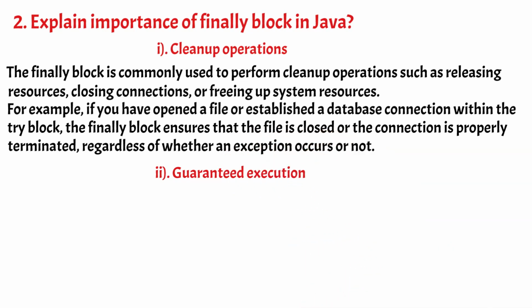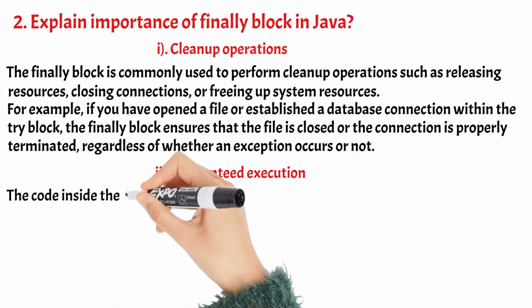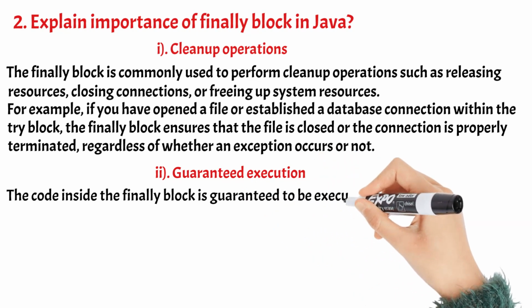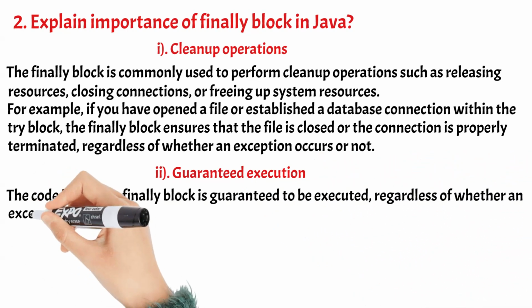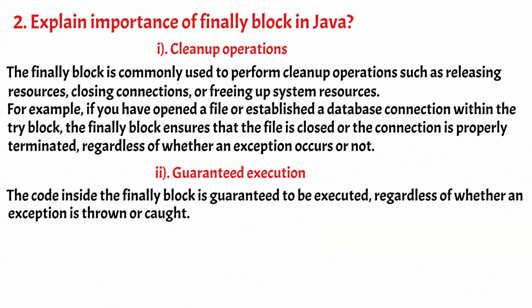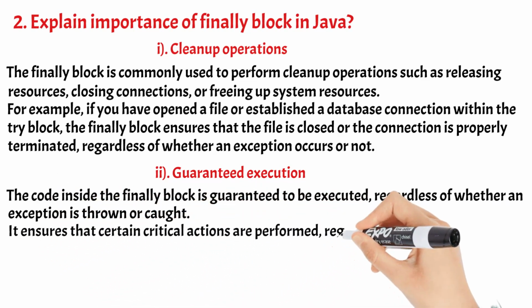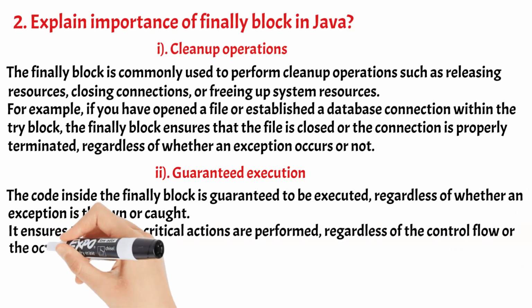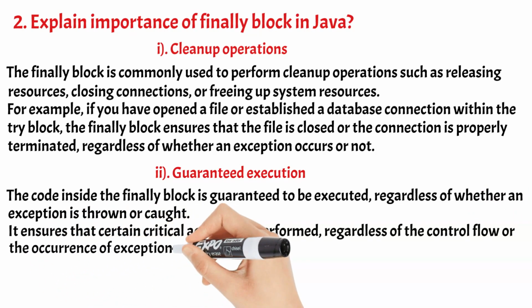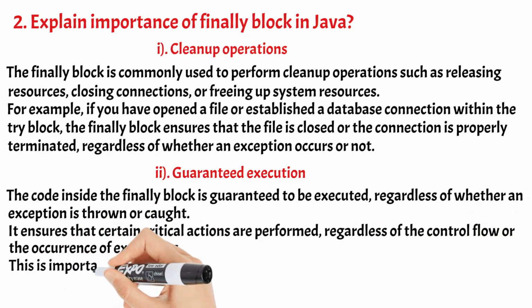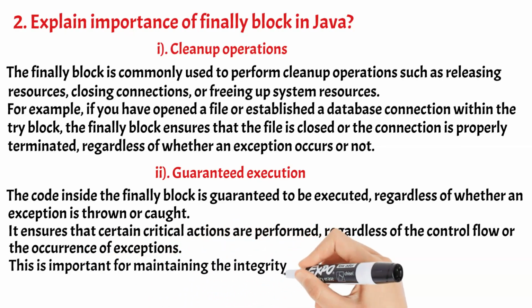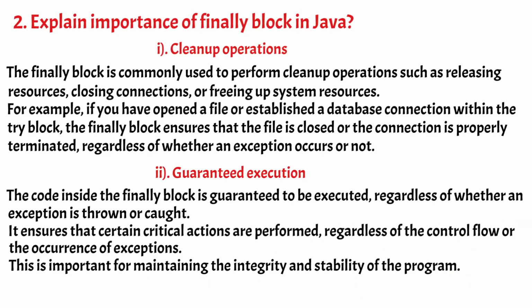2. Guaranteed execution. The code inside the finally block is guaranteed to be executed, regardless of whether an exception is thrown or caught. It ensures that certain critical actions are performed, regardless of the control flow or the occurrence of exceptions. This is important for maintaining the integrity and stability of the program.